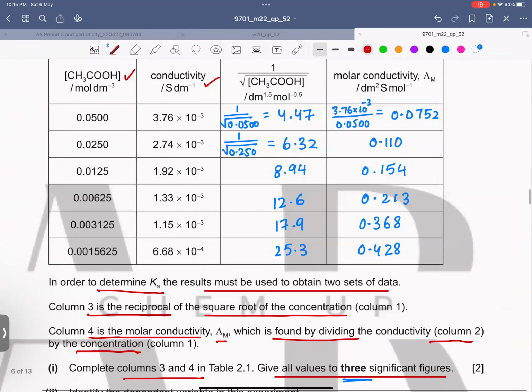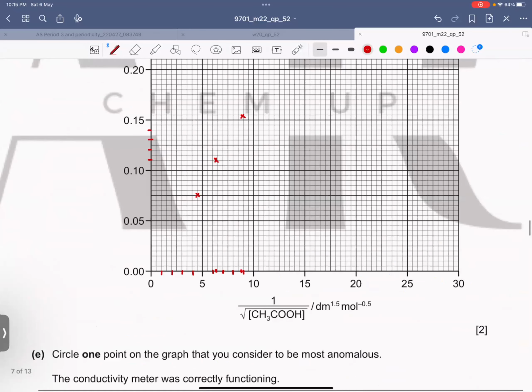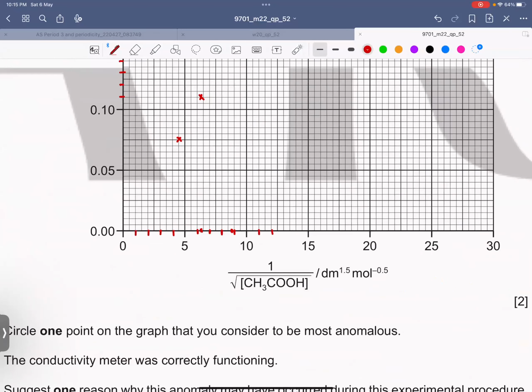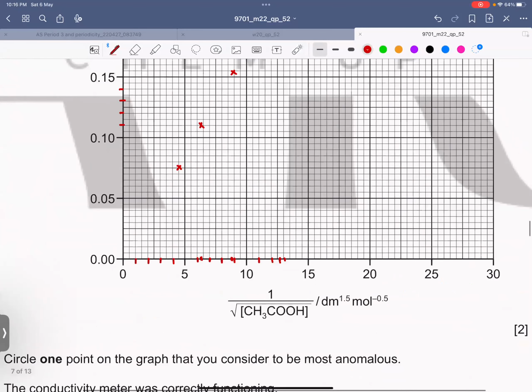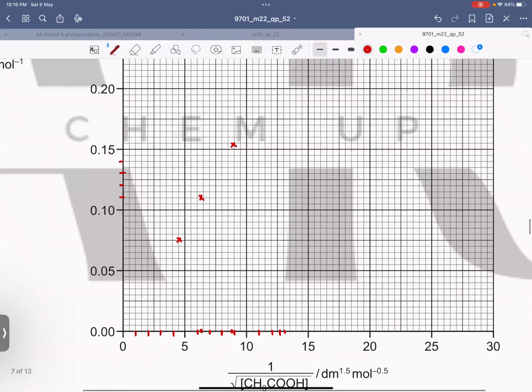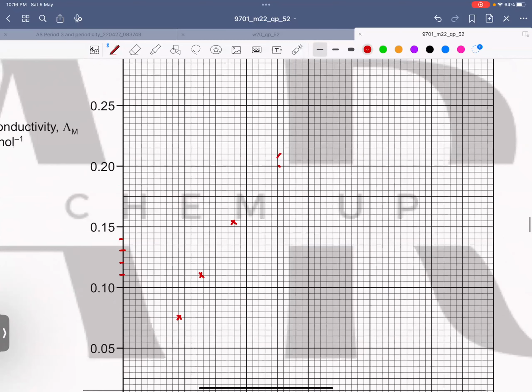Now 12.6. So here 11, here 12, here 13. So 12.6 and 0.213. It's 12.6, right? And 0.213. Yes, sir. So it would be over here.